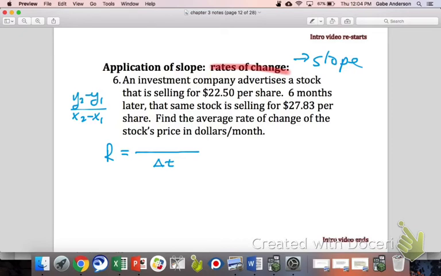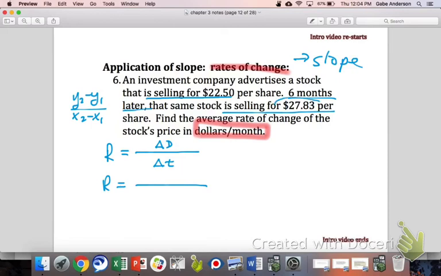In the numerator, since we want this rate of change to be in dollars per month, I'm going to put in dollars. So I'm going to say delta d for dollars over delta t, t standing for time. All right, so the change in dollars would be the second value minus the first value. So originally the stock was selling for $22.50. 6 months later, the same stock is selling for $27.83.